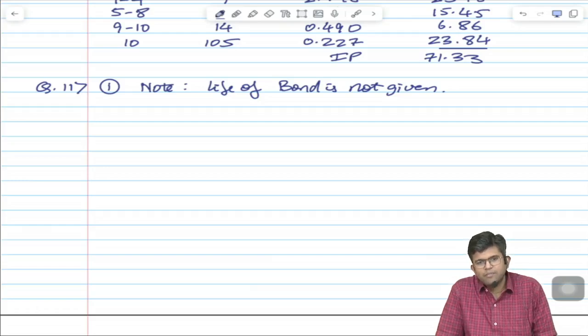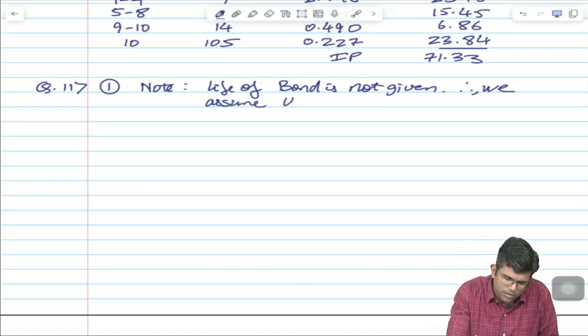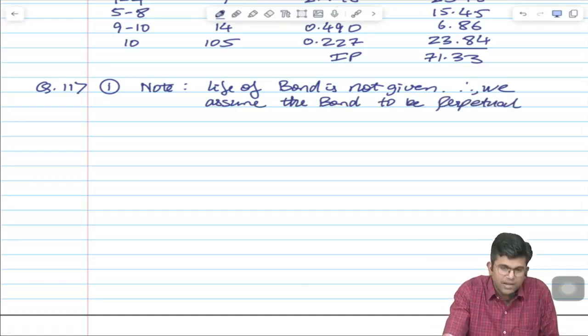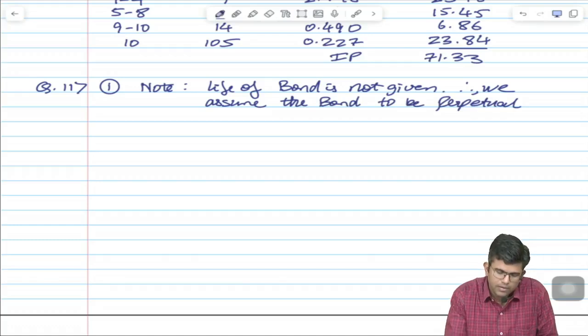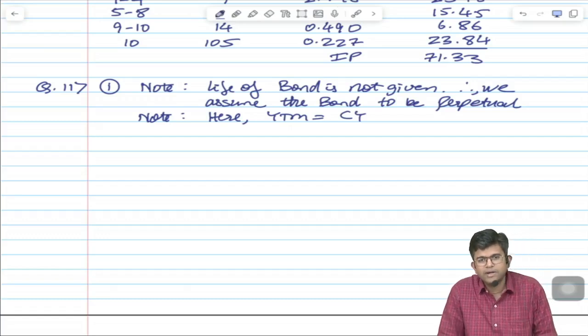Yes. Perpetual. Everybody clear? Therefore, we assume the bond to be perpetual. Everyone ready? Okay. Note. Here, YTM, can I say, will be equal to current yield? I hope you remember.